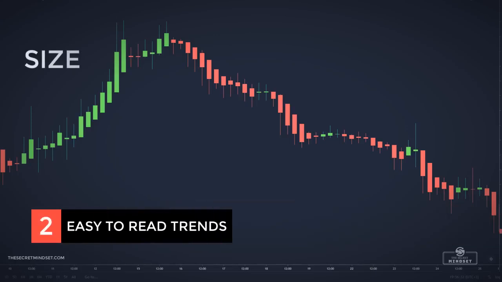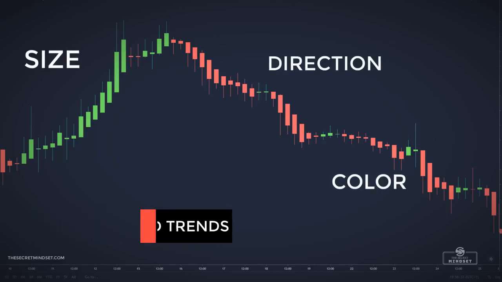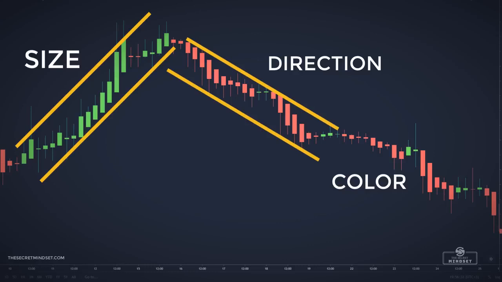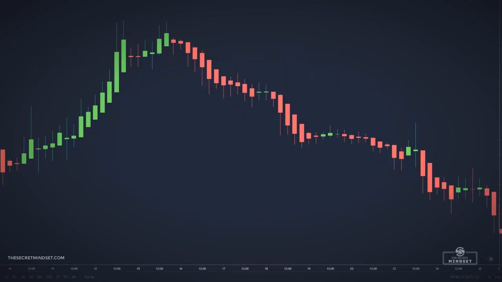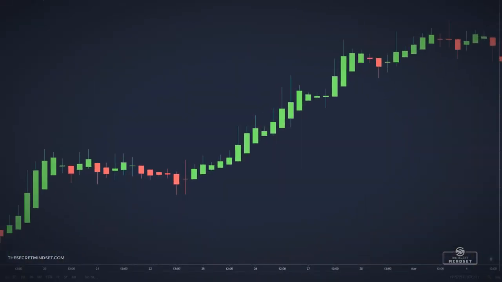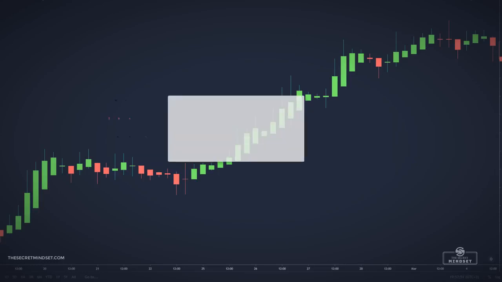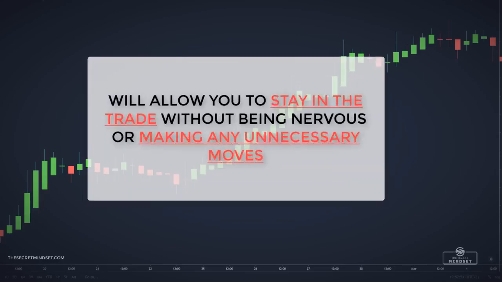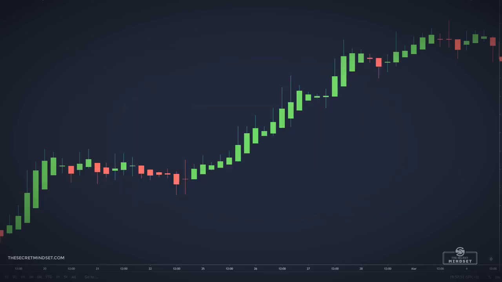Also, it's easy to read trends. The size, direction, and the color of the Heikin Ashi candlestick will tell you a lot about the trend in a short amount of time. This is extremely valuable for day traders who need to make quick decisions. Another advantage of Heikin Ashi is the fact that it will allow you to stay in a trade without being nervous or making any unnecessary moves.